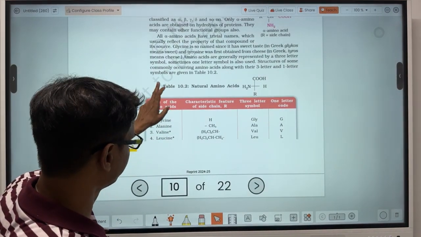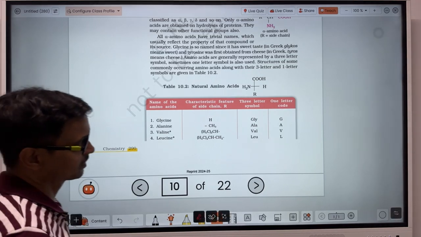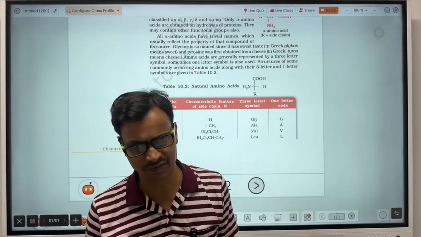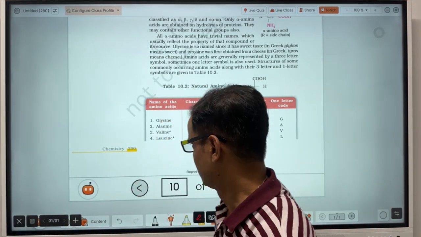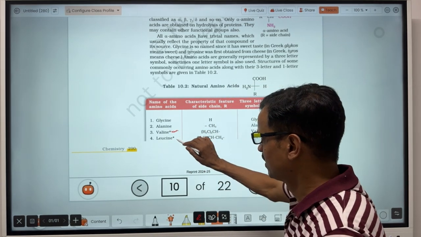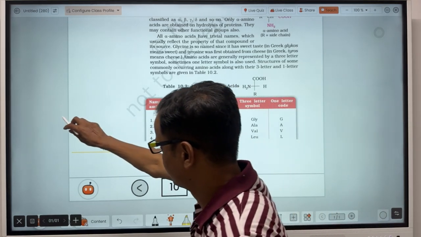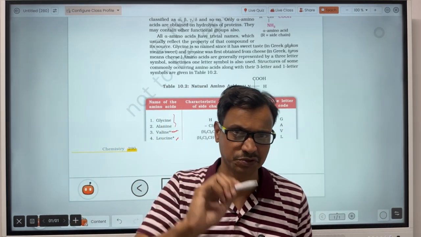Then after this, what are the essential amino acids? The students who are preparing for the NEET examination, particularly those students, must write that here. The star-marked ones are the essential amino acids, and the non-star-marked ones are non-essential amino acids. So make a diagram; I leave that work to you.